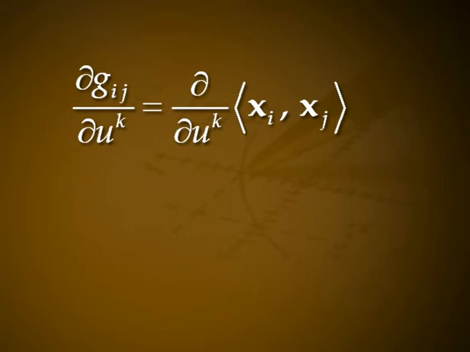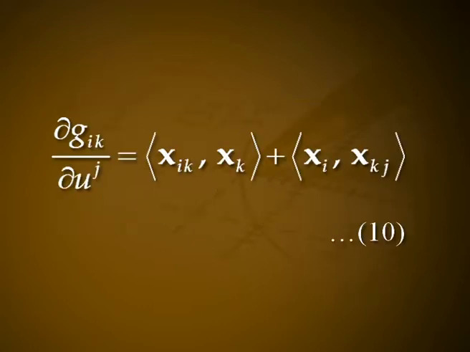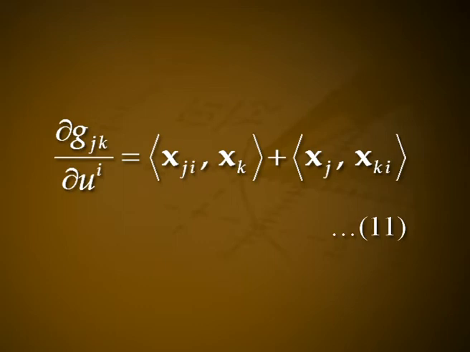Proof. The proof, which is due to Gauss, makes use of a classic technique called cyclic permutation of integers. ∂g_ij/∂u^k is equal to ∂/∂u^k of the inner product of x_i and x_j, which is equal to the inner product of x_ik and x_j plus the inner product of x_i and x_jk. Equation 9. ∂g_ik/∂u^j is equal to the inner product of x_ij and x_k plus the inner product of x_i and x_kj. Equation 10. ∂g_jk/∂u^i is equal to the inner product of x_ji and x_k plus the inner product of x_j and x_ki. Equation 11.